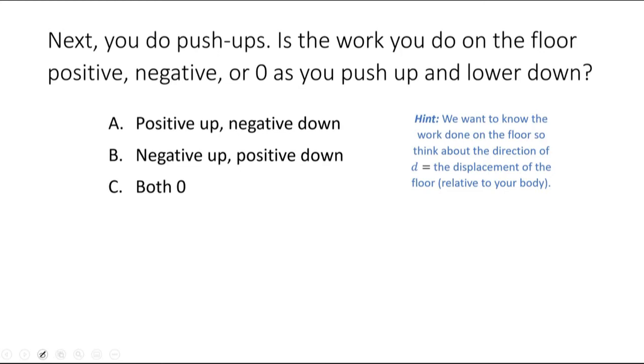All right, let's do one more. So now let's think about push-ups. When you do a push-up, we want to know, is the work done positive, negative, or 0? And think about the case both for pushing up and for lowering down. The trick to this one is realizing what is the displacement of the floor relative to your nose as you are pushing down or pushing up.